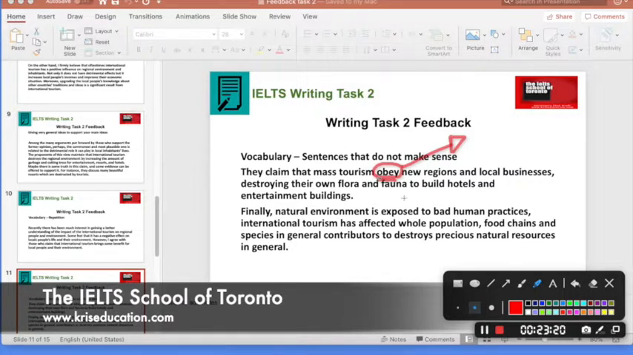And in the second case, the issue is this guy is using very broad, "bad human practices." What does that mean? This is not a good collocation. This is a very poor collocation. If you use things like this that are not practically used, so words that are not often used when we talk about tourism, you need to explain what that means. If you don't do that, your coherence will go down.